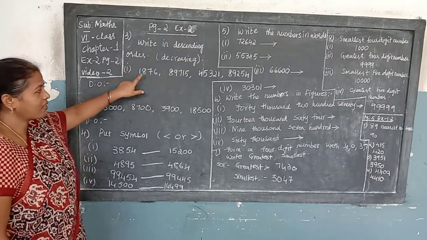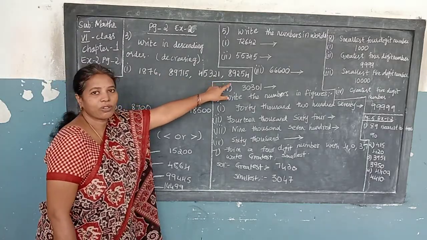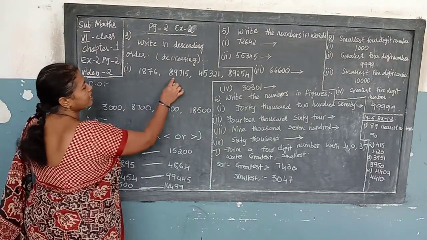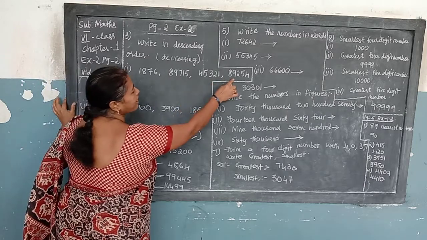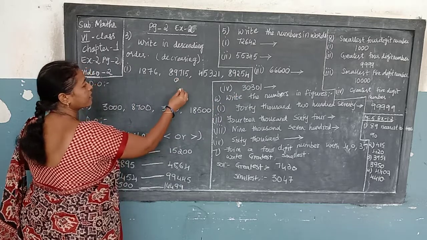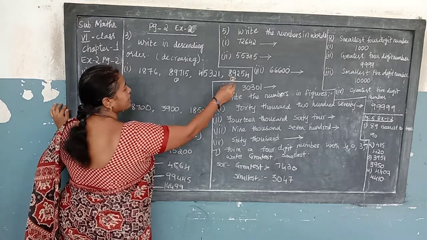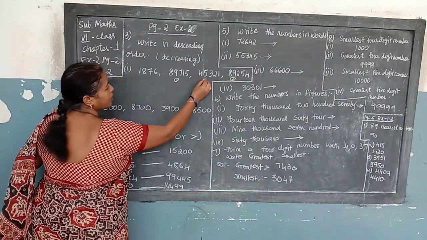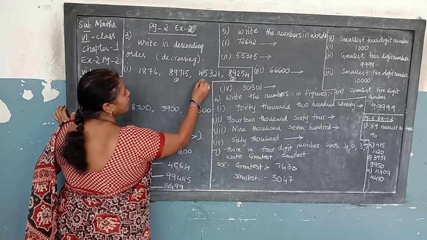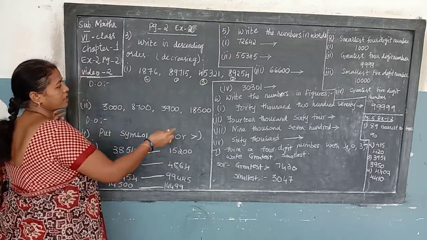So the question they gave is 1 8 7 6, 8 9 7 1 5 4, 5 3 2 1 8, 9 2 5 4. They gave the question like this. So descending order. This is 89,000. This is also 89,000. This is 750. This is 254. So first comes this one. Next, this comes second one. Next, 45,329, this comes third one. This comes fourth one.